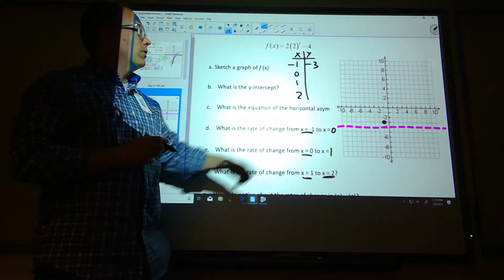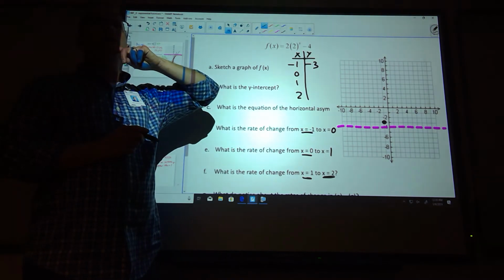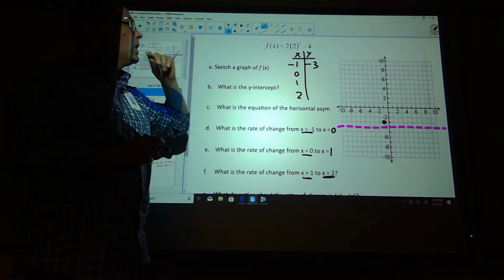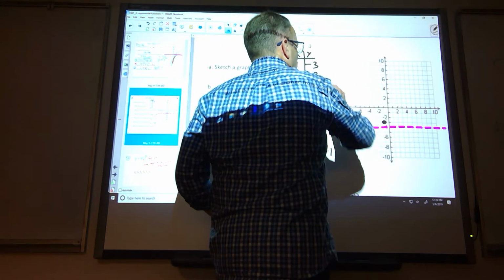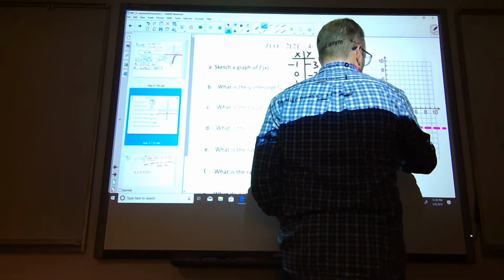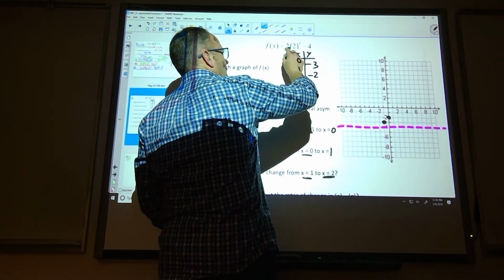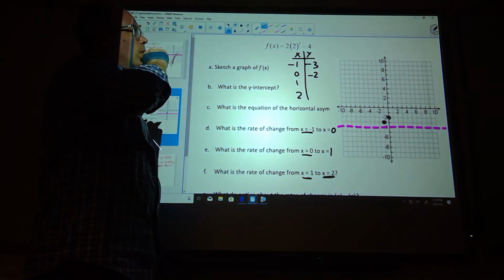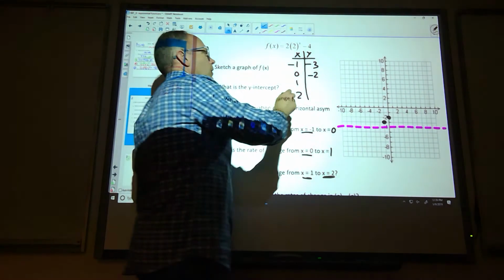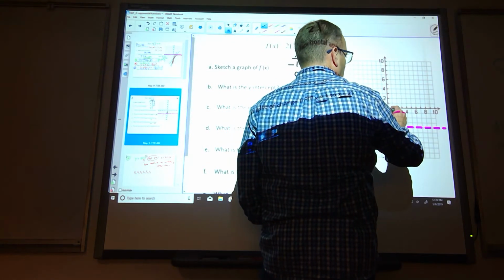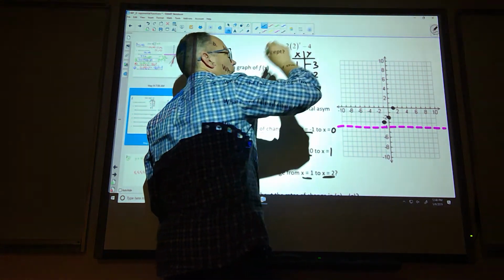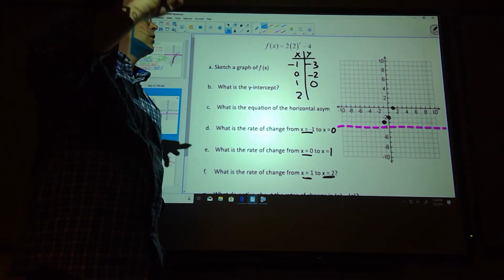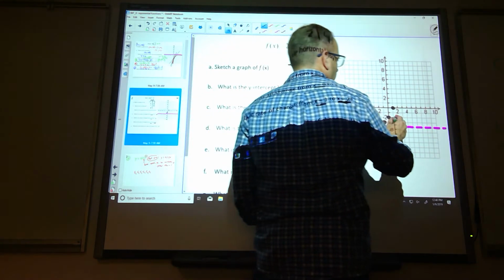Okay. Let's plug 0 in. 2 to the 0. 1. 1 times 2. 2. 2 minus 4. -2. Yeah. 0, -2. Okay. All right. Let's plug 1 in. 2 to the first. 2. 2 times 2. 4. 4 minus 4. 0. Okay. That's right there. Plug 2 in. 2 squared. 4. 4 times 2. 8. 8 minus 4. 4. 2 times 4.